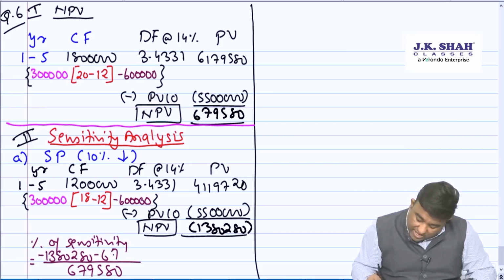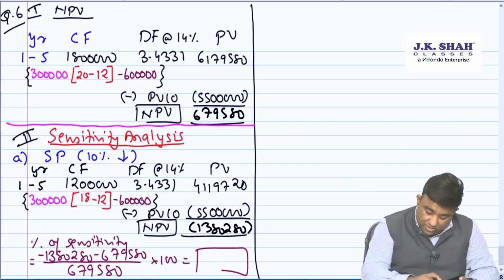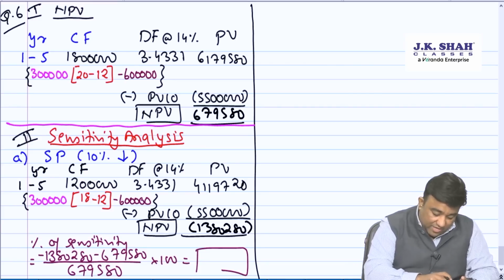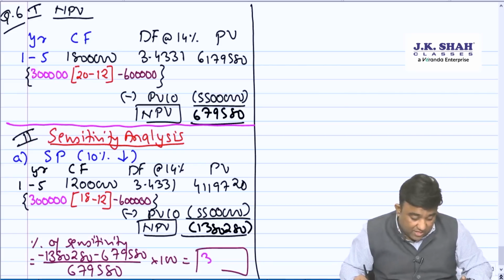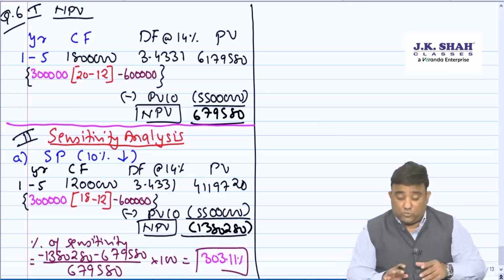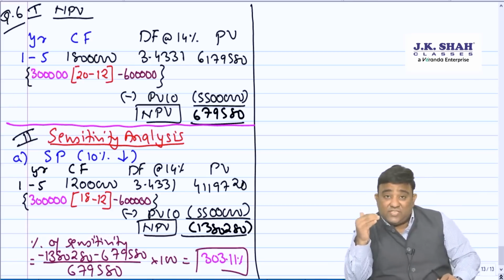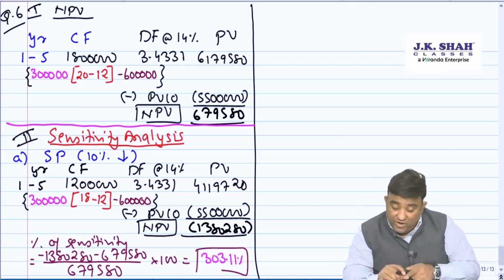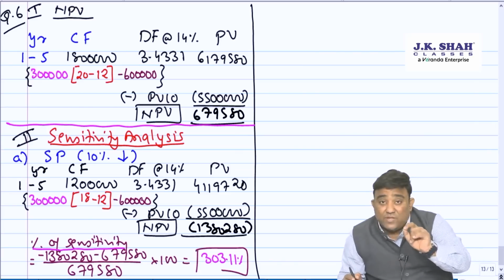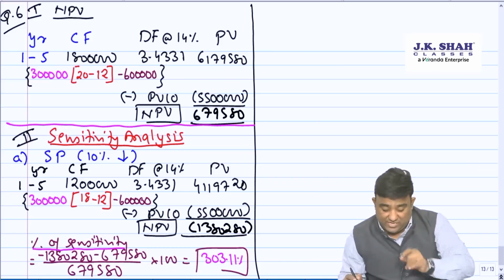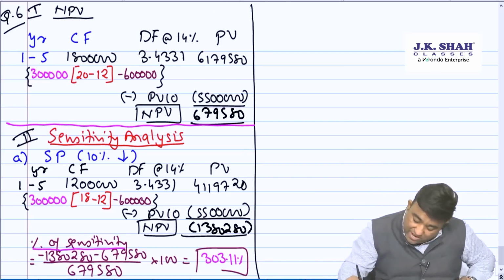So can I calculate the percentage of sensitivity? Yes. This is minus 1380280 divided by 679,580. Student, imagine the percentage of sensitivity is 303.11%. Imagine, student, a 10% change in selling price on the downside will decrease your NPV by what? 303.11%. That is sensitivity. Same way, can I have part B ready?